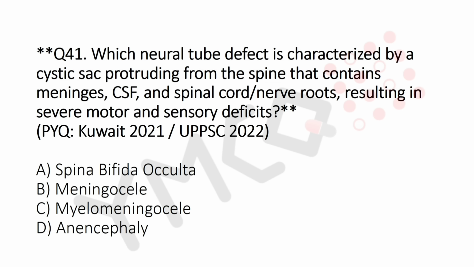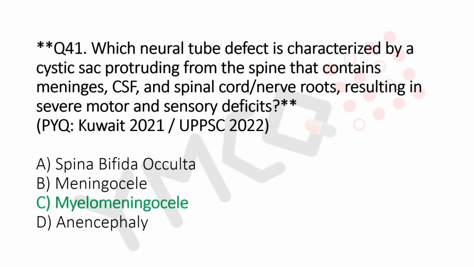Now let's move to question number 41. Which neural tube defect is characterized by a cystic sac protruding from the spine that contains meninges, CSF, and spinal cord or nerve roots, resulting in severe motor and sensory deficit? Option A, spina bifida occulta. Option B, meningocele. Option C, myelomeningocele. Option D, anencephaly. And the answer is option C, myelomeningocele.